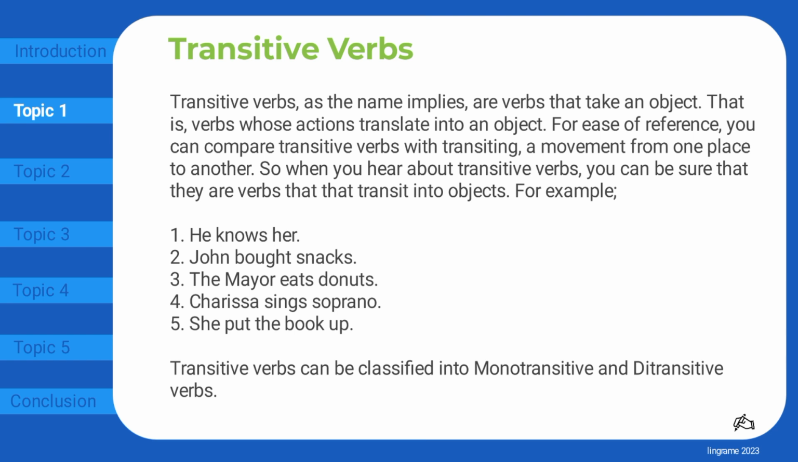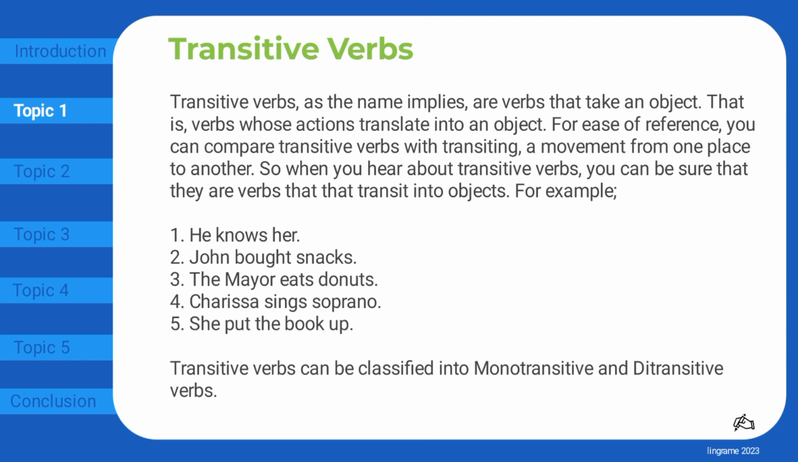Transitive verbs. Transitive verbs, as the name implies, are verbs that take an object. That is, verbs whose actions translate into an object. For ease of reference, you can compare transitive verbs with transiting, a movement from one place to another. So when you hear about transitive verbs, you can be sure that they are verbs that transit into objects. For example, he knows her, John bought snacks. The mayor eats donuts. Charissa sings soprano. She put the book up.